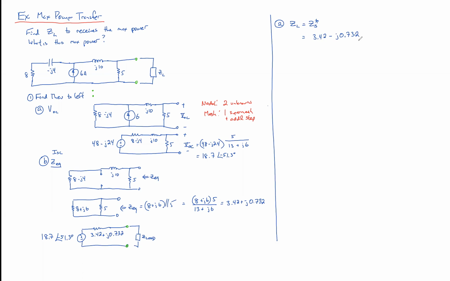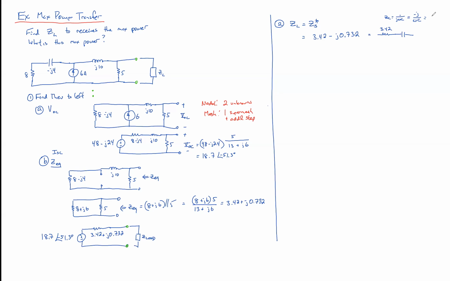Now, I didn't tell you what the frequency was. If I did, you could simplify this into a resistor of 3.42 and a series capacitor. You know it's a capacitor because it's a negative imaginary number. You could have figured out what that capacitance is because you know that the impedance of a capacitor is equal to 1 over J omega C. That's equal to minus J over omega C.